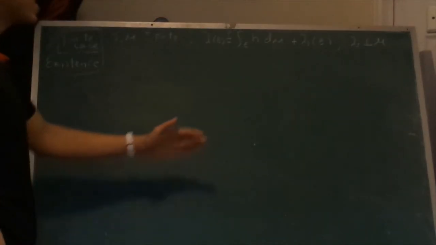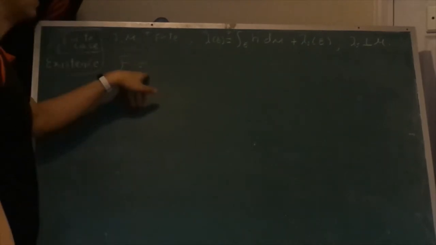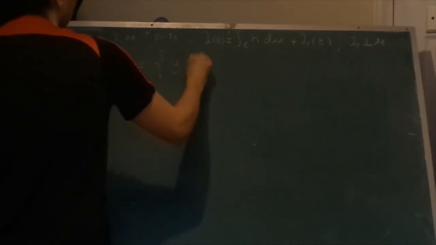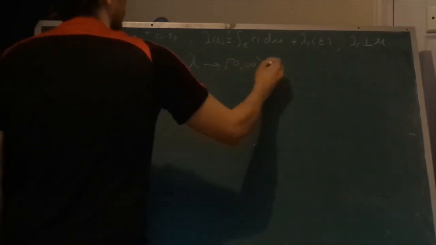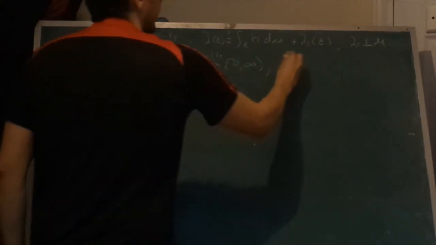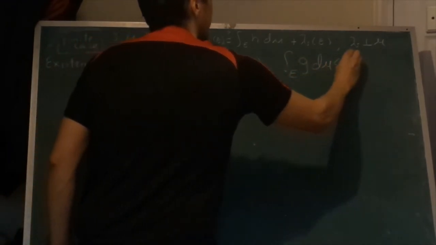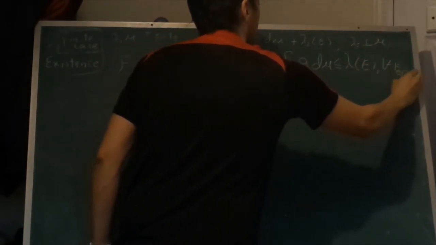Now we'll begin by finding a candidate for h to put in here. So we're going to define this set F, for all the candidates to put in here. It will be the collection of all measurable positive functions g such that the integral of g on any measurable set is dominated by lambda of E, for every E measurable.